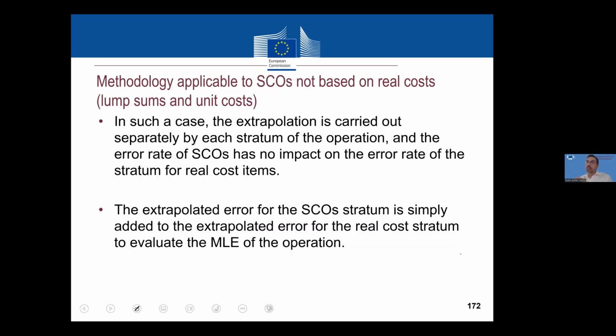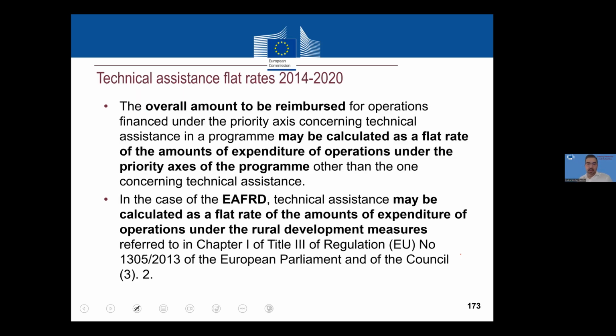So if you stratify, it's good because the extrapolation is carried out separately for each stratum, and the error weight of the standard cost options has no impact on the error weight of the real cost items, and vice versa. And you have then an extrapolated error for the standard cost options. You have an extrapolated error for the real cost items, and the total error is just the sum of these two components, as usual in any stratification.